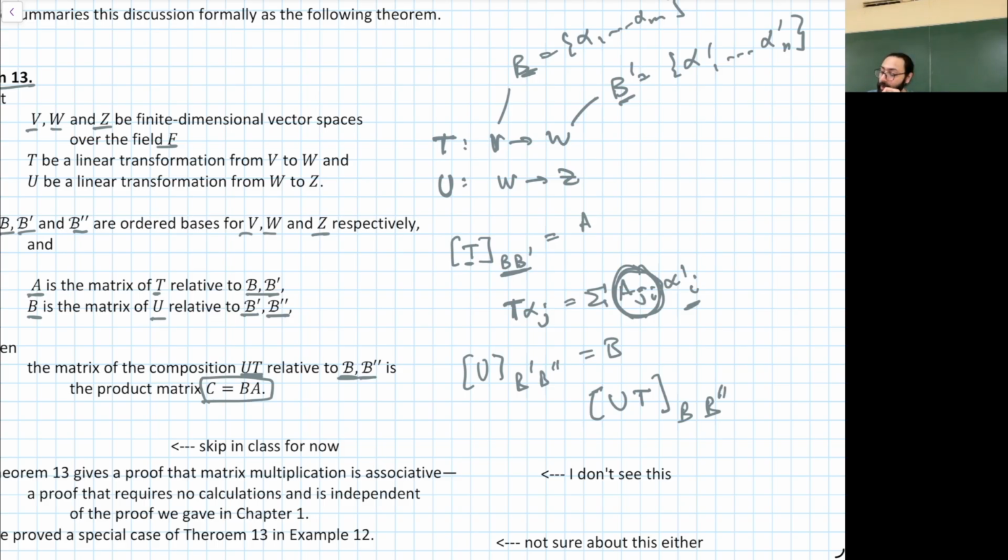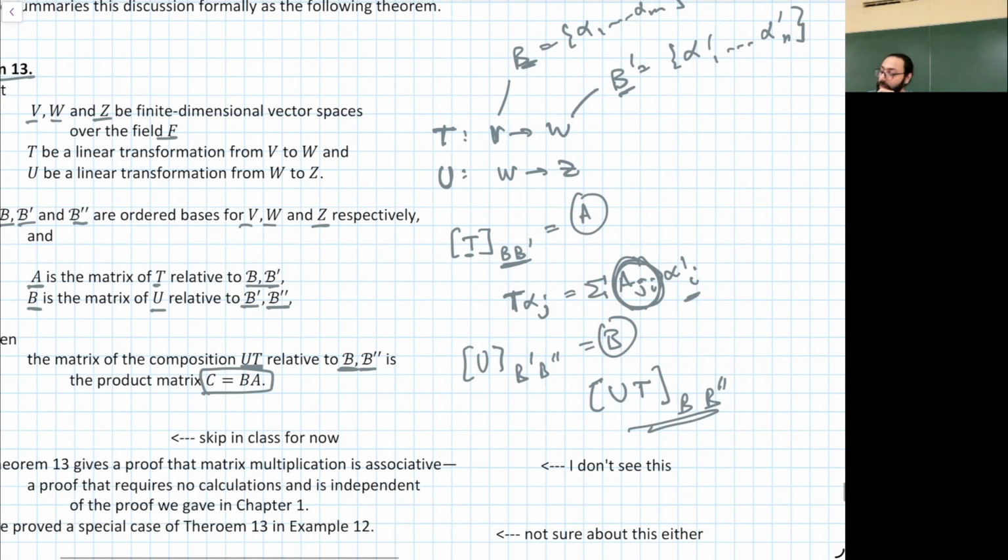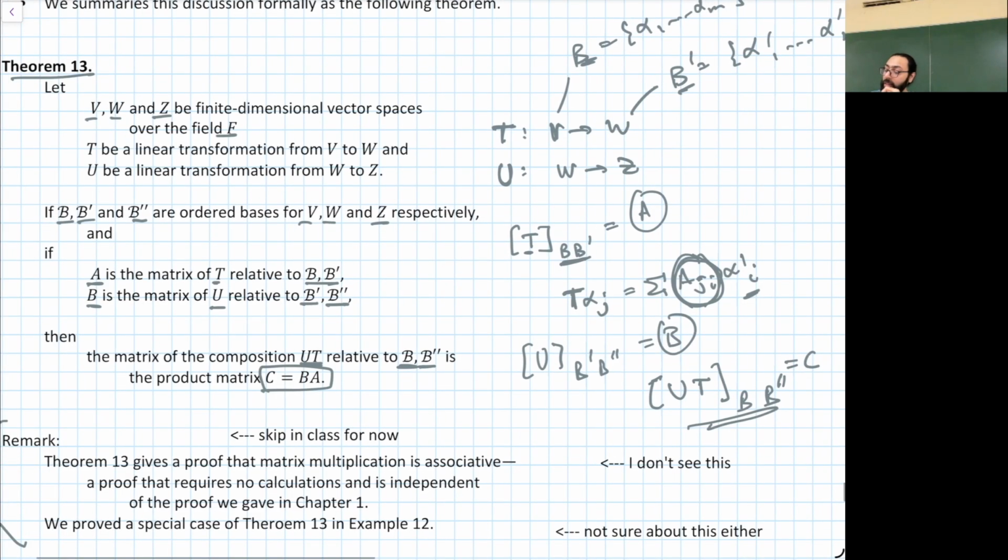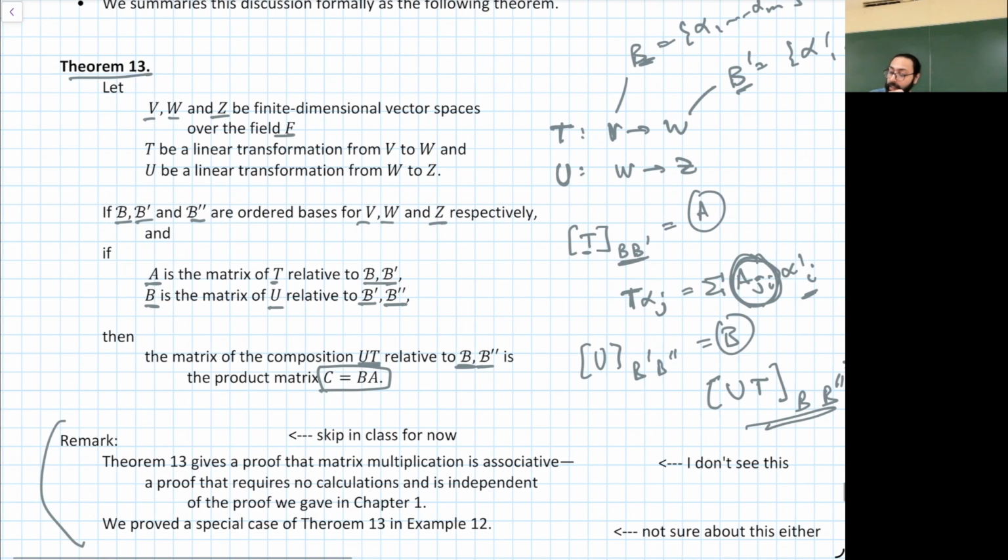So the question is, how is this object related to A and B? That is all the theorem is saying. If this is matrix C, then the theorem is asking how C is related to A and B. And the answer is it's just the same: UT is B times A. That's it. That is all the theorem is saying. Is the statement clear for everyone?